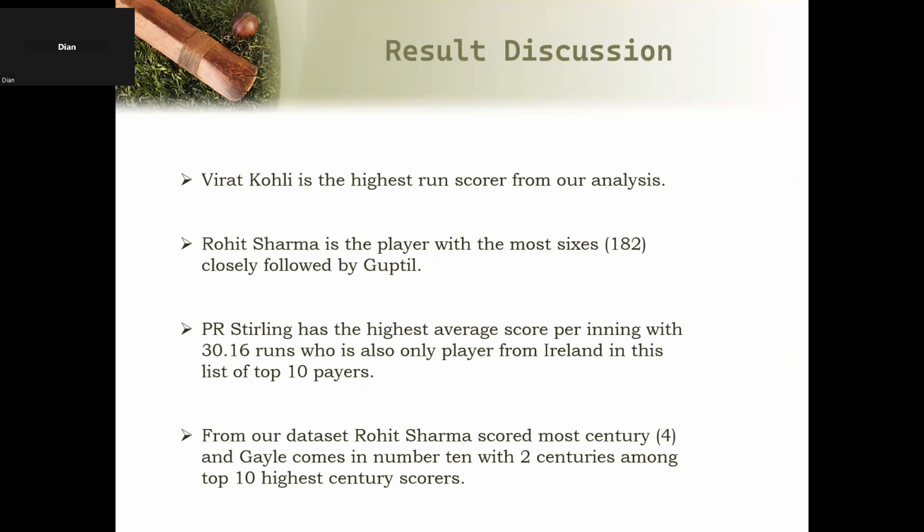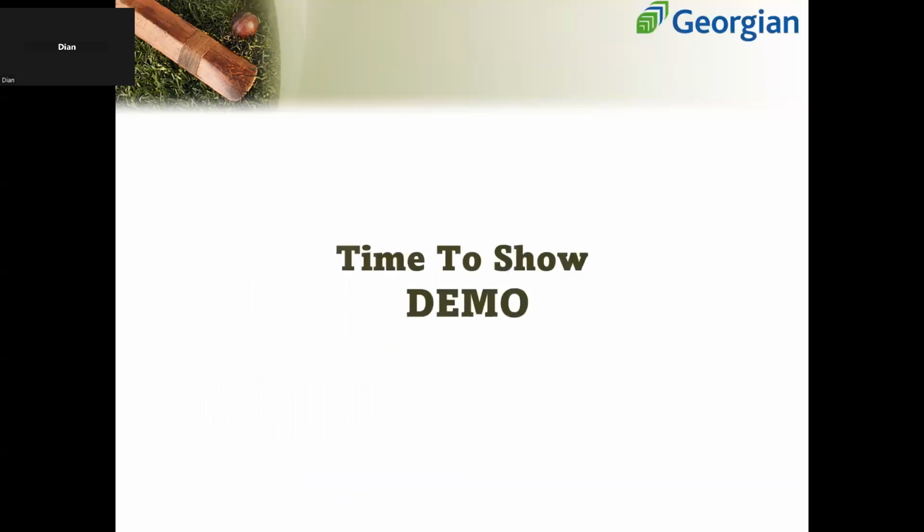From our dataset, Rohit Sharma scored the most centuries, which is 4, and Gale comes in at number 10 with 2 centuries among the top 10 highest century scorers. So moving on to the next slide. Now, Mayuran will show us the demo of our project.